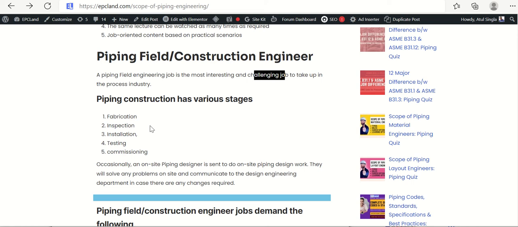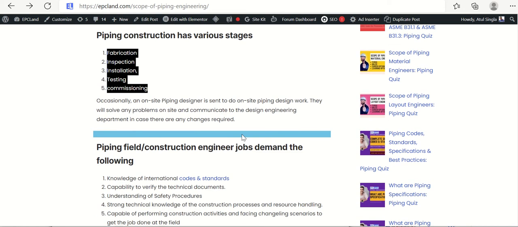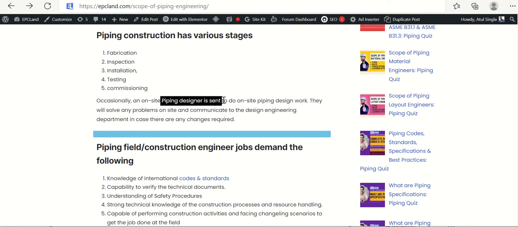As you know, in construction, there will be a few construction stages. The fabrication will be there, inspection will be there, installation will be there, testing, commissioning. So this makes it very interesting, right? But there will be a lot of challenges when we go through these kinds of stages. So occasionally an on-site piping design engineer is sent to do the site pipe design work.